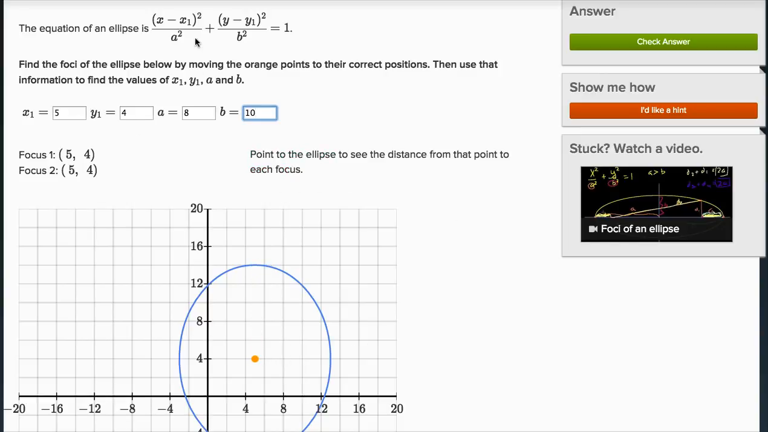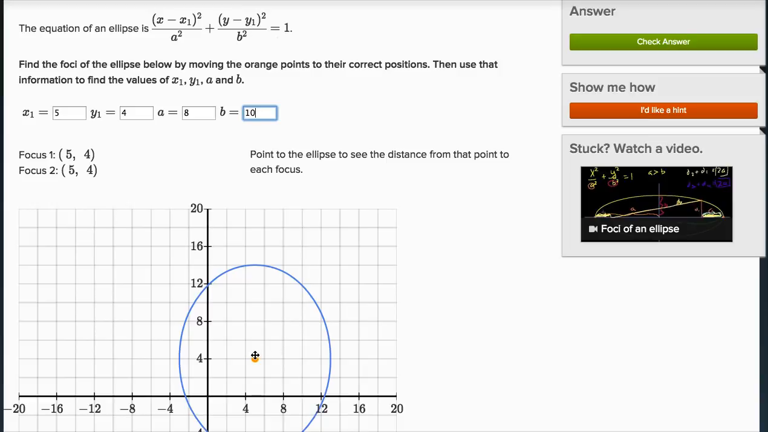So just like that, we figured out we could write the equation down. I don't have my pen out, but you could just say, hey, the equation of this ellipse is going to be x minus 5 squared over 8 squared plus y minus 4 squared over 10 squared equals 1.